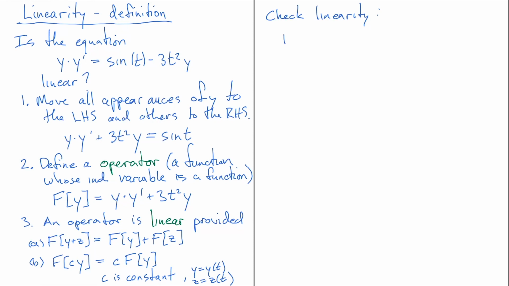So let's see. We take f and we plug in y plus z, and out comes y plus z, that's what I plugged in replacing y in the original definition of the operator, times y plus z prime plus 3t squared y plus z. And so here, when I multiply this out, well, okay, first I get y plus z.